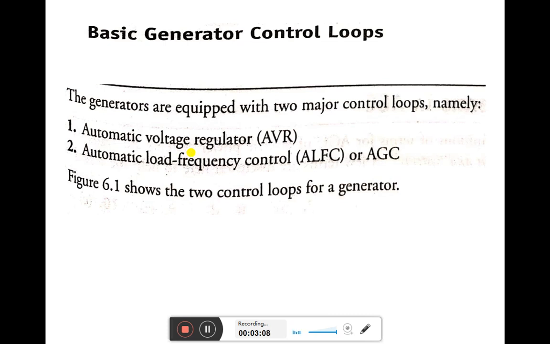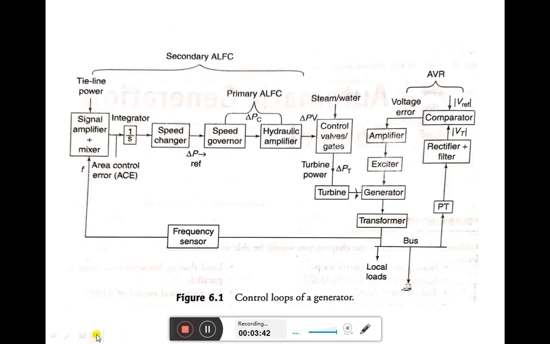In order to keep the system voltage stable, every generator will be equipped with this particular loop called the automatic voltage regulator. The second one is, in order to keep the system frequency at the nominal value, every generator is equipped with the automatic load frequency control loop. Now what are these two loops, and which various components will be there in these loops, we can see in the further block diagram.